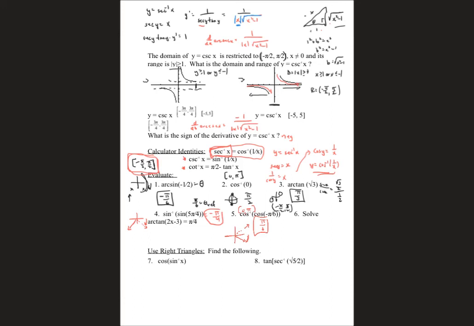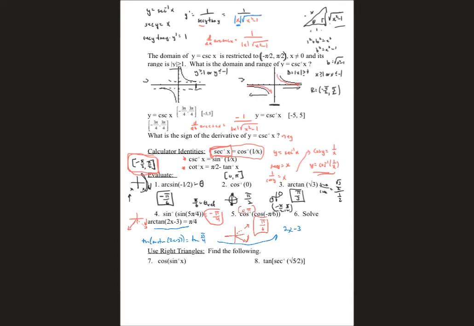Now, to solve this next one, we're going to take the tangent of both sides. So we'll take the tangent of the arctangent of 2x minus 3, and we'll get the tangent of pi/4. That will lead us to just the 2x minus 3.